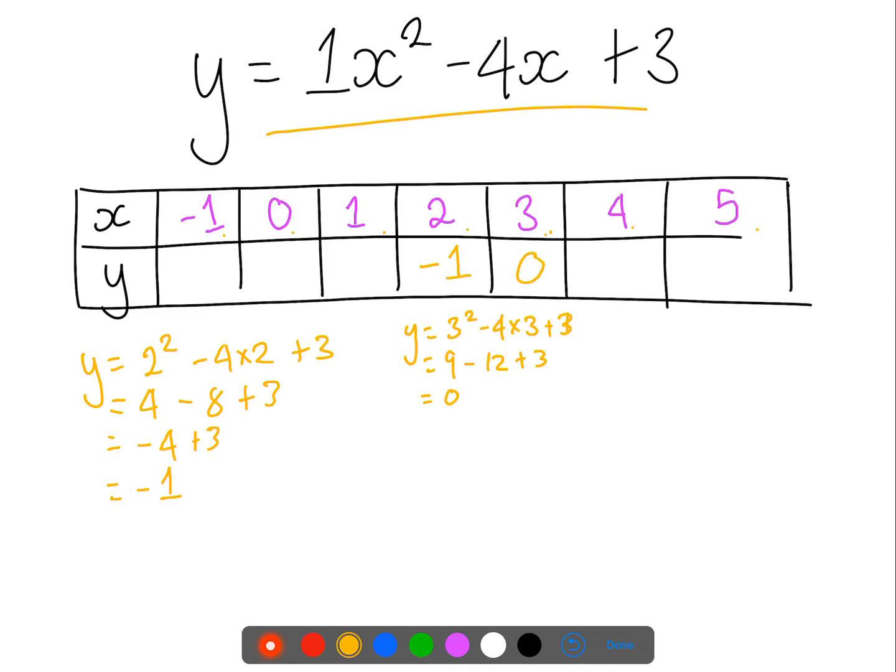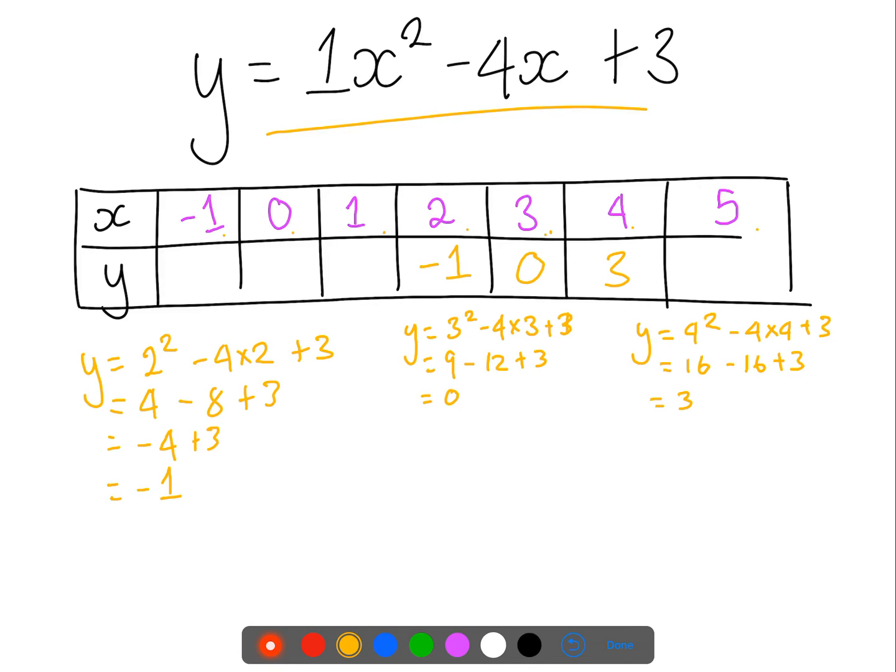All right, then we do 4. Y equals 4 squared, take 4 times 4, plus 3. 4 times 4 is 16. 4 times 4 is 16, plus 3. 16 take 16 is 0, plus 3 equals 3.